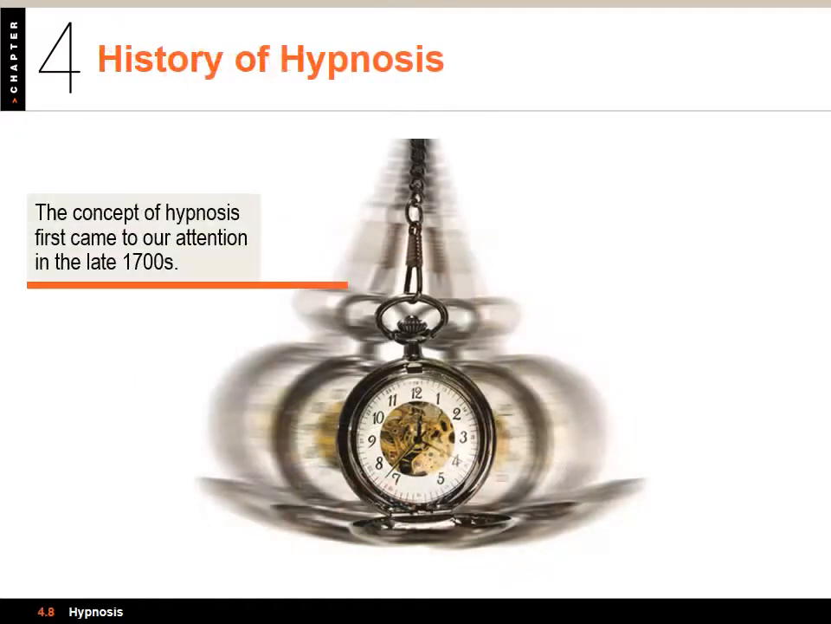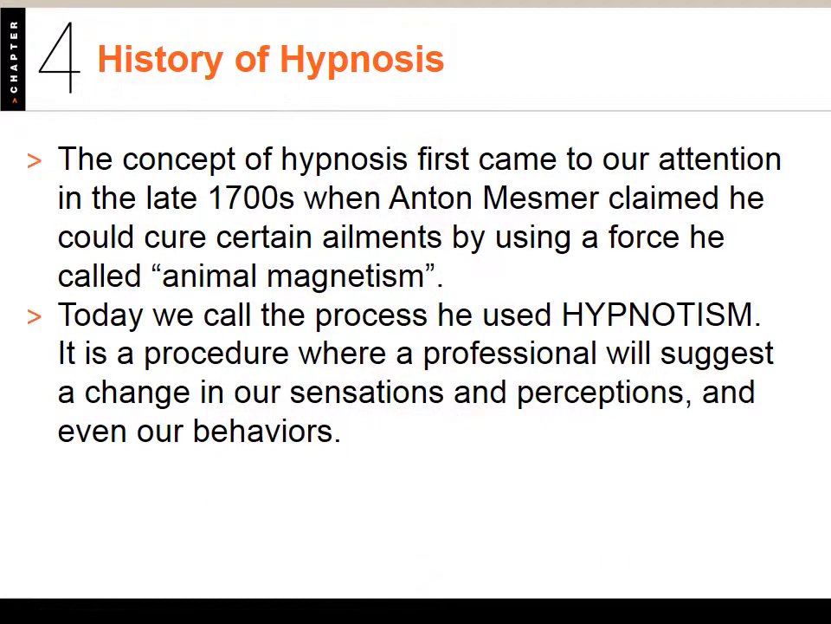Yeah, also in the book it talks about hypnosis. The concept of hypnosis first came to our attention in the late 1700s. It was invented by Anton Mesmer, who claimed he could cure certain ailments by using a force he called animal magnetism. For a long time, they didn't call it hypnosis; they called it mesmerism. That term is still used today. They call it mesmerized. It was like, wow, I was just watching this movie or watching this event, and I was mesmerized by it. That's where that came from, Anton Mesmer.